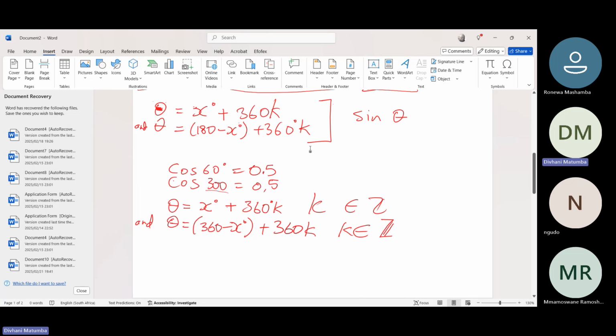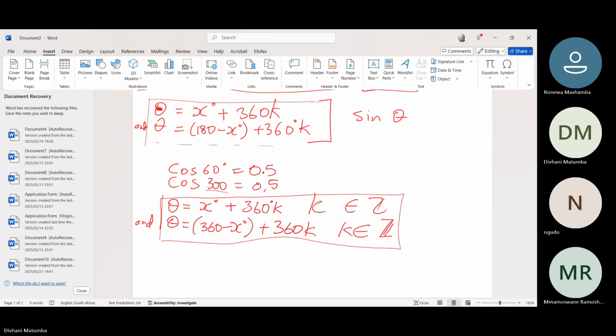So if you have to cram, so be it. The general solution of a sine graph is given by the angle plus 360 degrees k and also 180 minus the angle plus 360 k. But with the cos, it's the angle plus 360 k and 360 minus the angle plus 360 k.